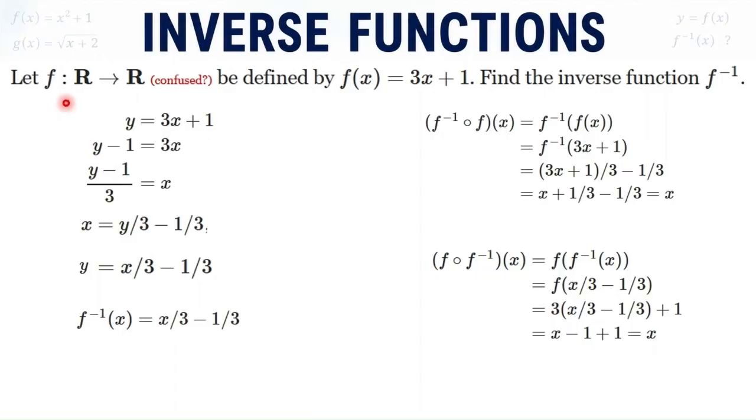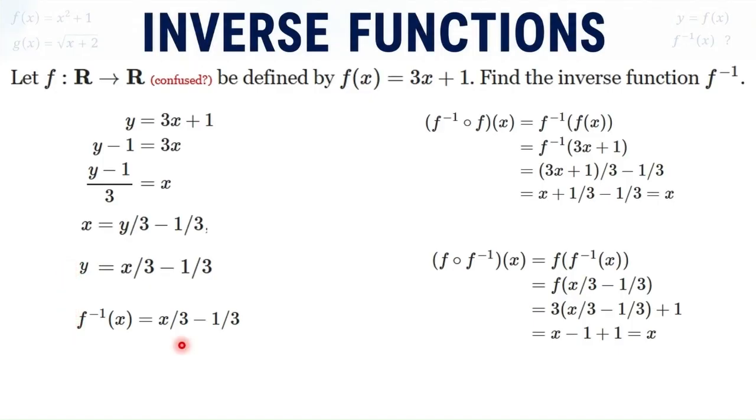Now let's find the inverse of a simple linear function. The first step is to replace the notation f of x with the variable y. Then solve the resulting equation for x. Next, interchange the variables x and y. This step represents reversing the roles of the input and the output. The final expression for y becomes the inverse function.